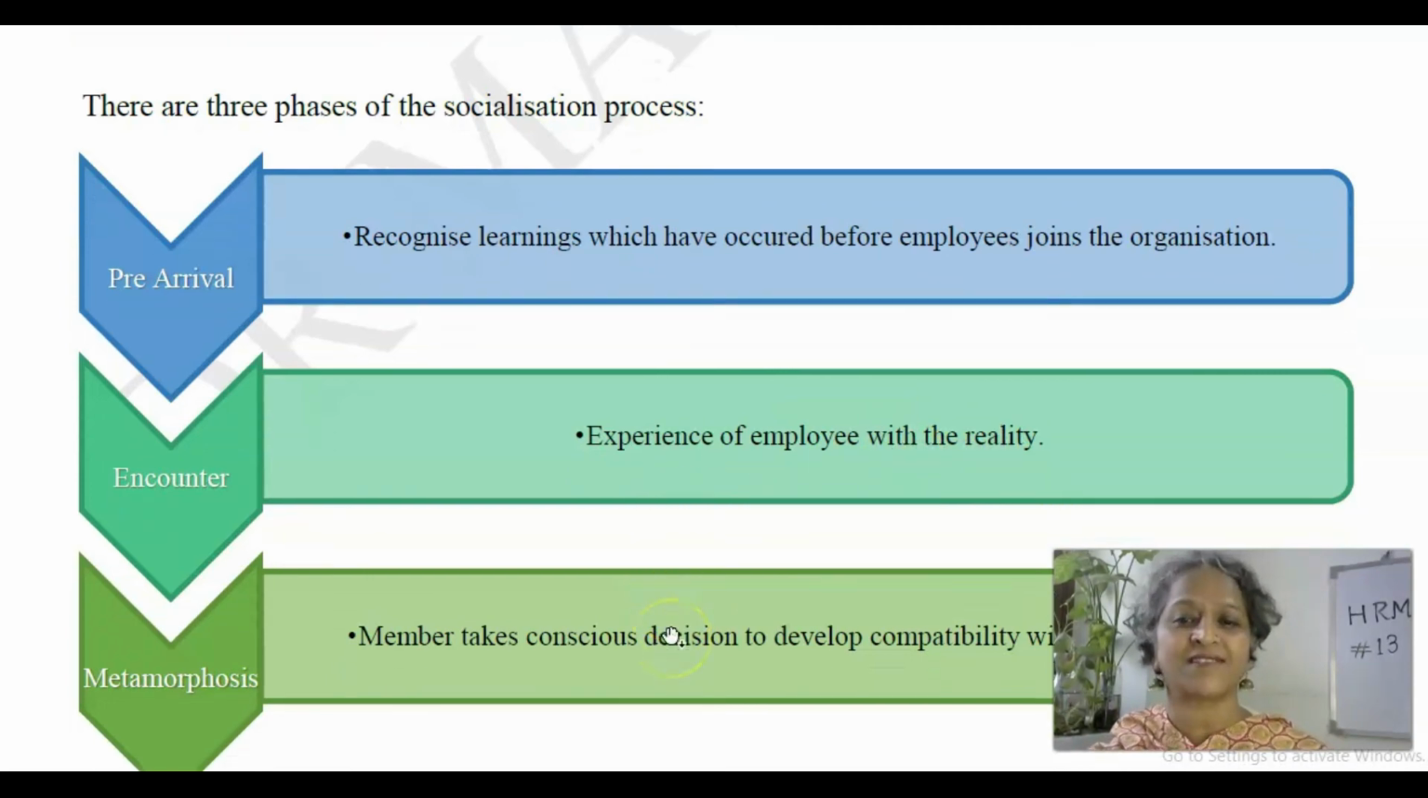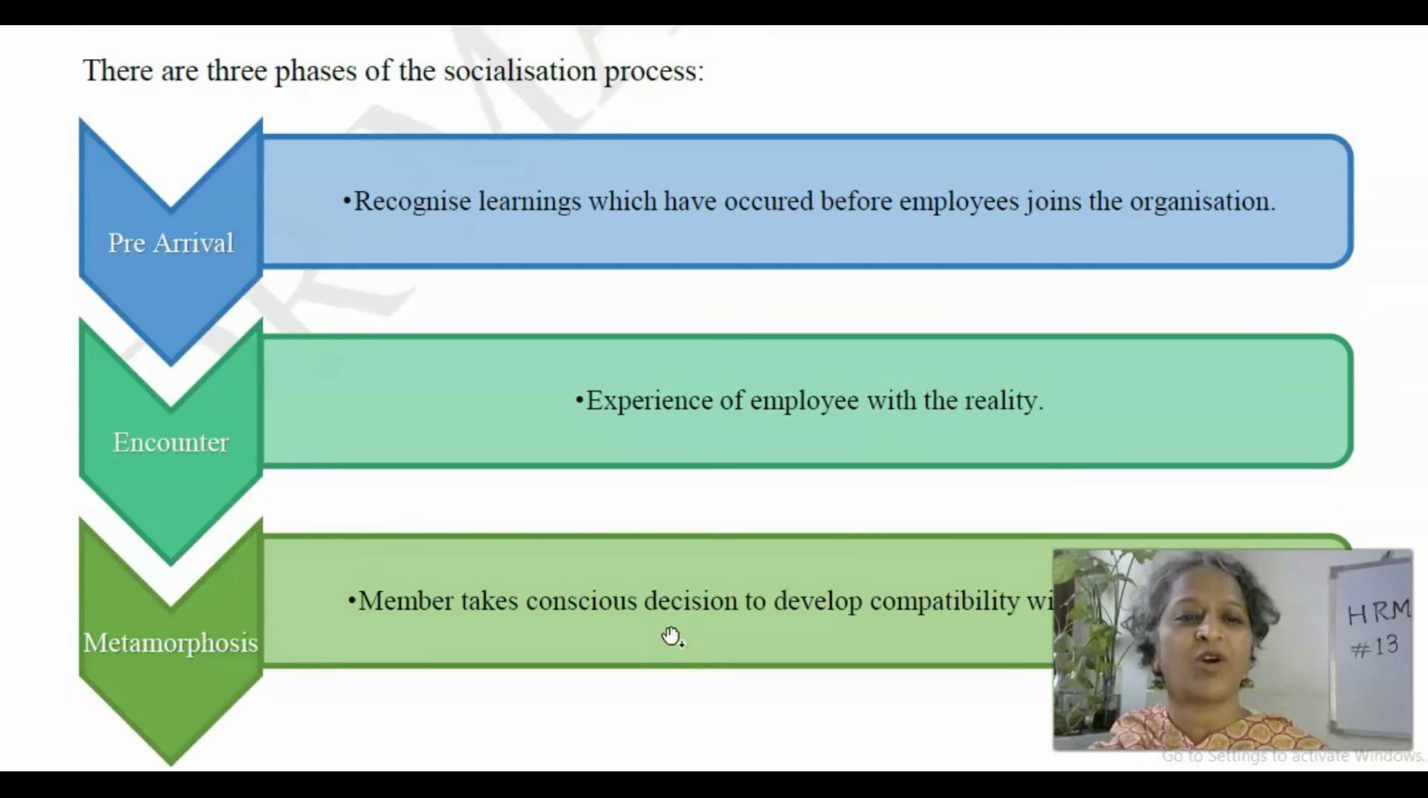And then the third stage is metamorphosis. Metamorphosis means here the member takes a conscious decision to develop compatibility with the organization. अब देखिए यहाँ क्या हो रहा है. यहाँ सबसे पहले बताया गया कि ऑर्गेनाइजेशन में क्या होता है. यहाँ एम्प्लॉय ने खुद एक्सपीरियंस किया कि ऑर्गेनाइजेशन में क्या हो रहा है, और थर्ड स्टेज में उसको ये समझ आ गया कि कैसे कंपैटिबिलिटी बनानी है विद द ऑर्गेनाइजेशन, और उसको कॉन्शियसली एफर्ट्स करने पड़ते हैं क्योंकि नाउ दिस न्यू मेंबर has decided to continue with the organization.